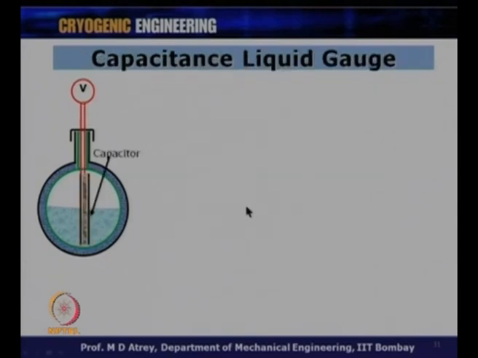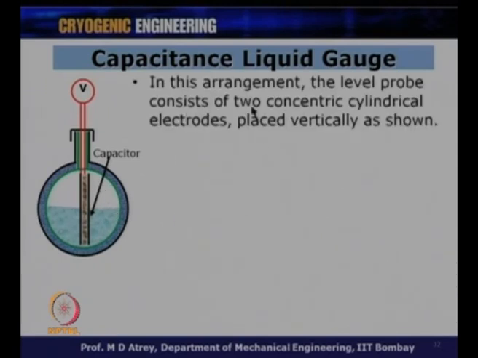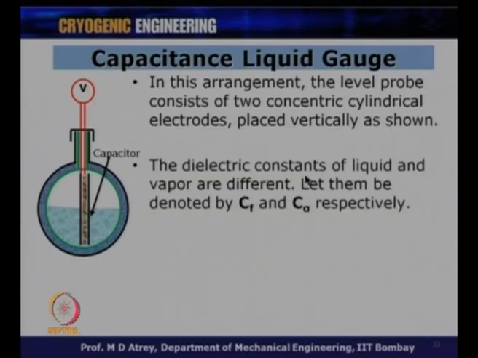In a similar way now, we can have various other gauges working on a similar principle. For example, we have a capacitance liquid gauge. Again, you have a capacitance over here in the gaseous region and a capacitance existing in the liquid level, and again they can be calibrated to indicate the level. In this arrangement, the level probe consists of two concentric cylindrical electrodes as what we see here, placed vertically as shown. The dielectric constants of liquid and vapor are different. We know that the dielectric constant for gas is different from that for the liquid. Let them be denoted by Cf and Cg respectively.